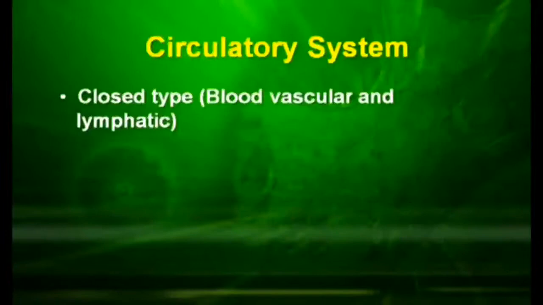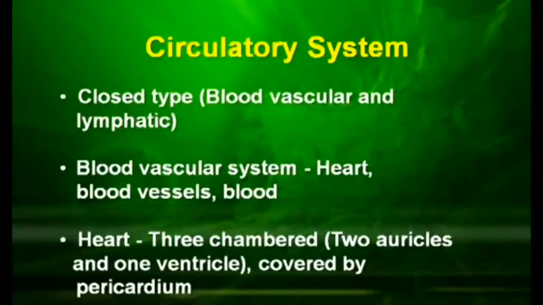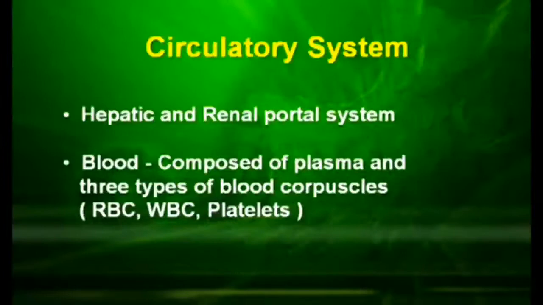Circulatory system. They have a closed type of circulatory system, which includes the blood vascular system and the lymphatic system. The blood vascular system includes the heart and blood vessels. The heart is three-chambered. It has two auricles and one ventricle, which is covered by pericardium. It has the hepatic and renal portal system, and the blood is composed of plasma and three types of blood corpuscles: the red blood corpuscles, the white blood corpuscles, and the platelets.